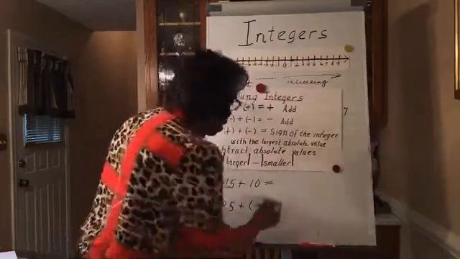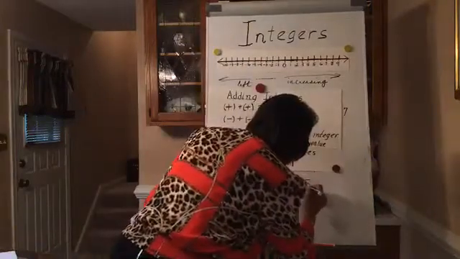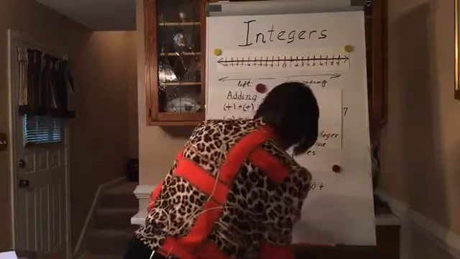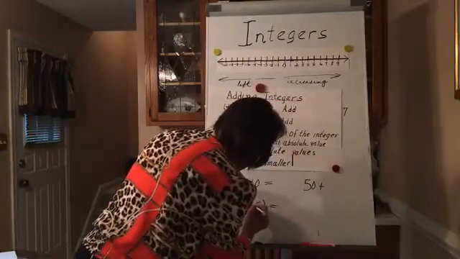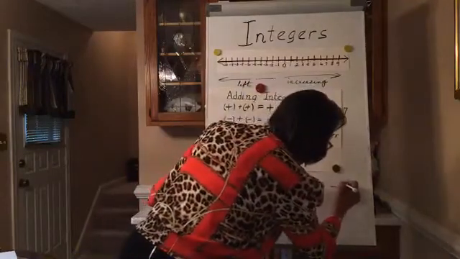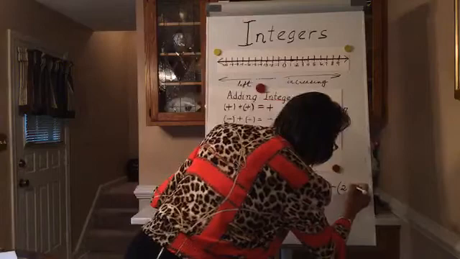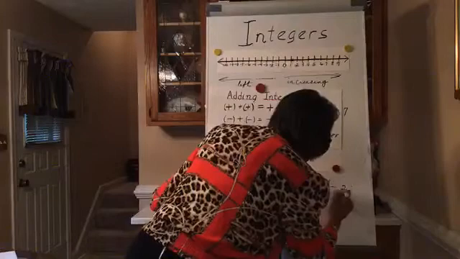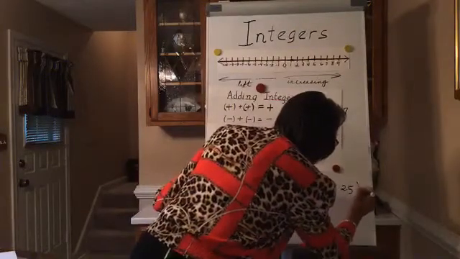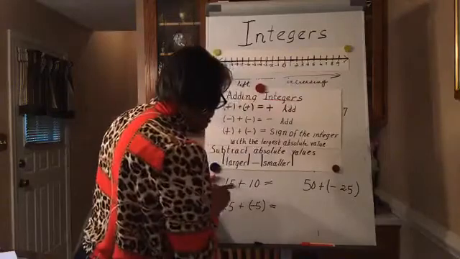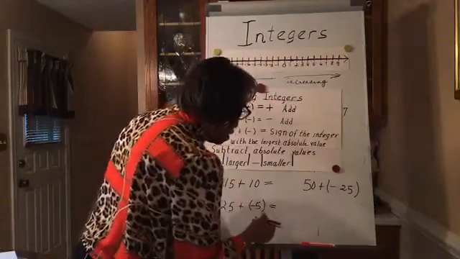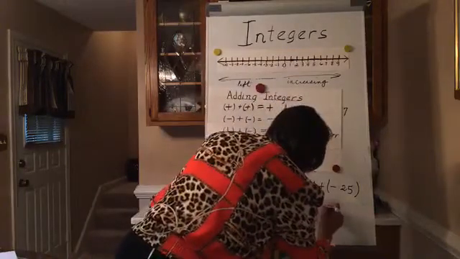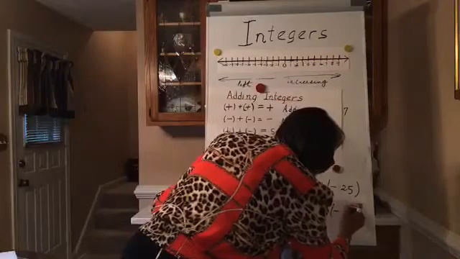Let's do 50 plus, I didn't write negative, this should be negative 5. 50 plus negative 25. And let's see which ones I did not do. 16 plus negative 18.